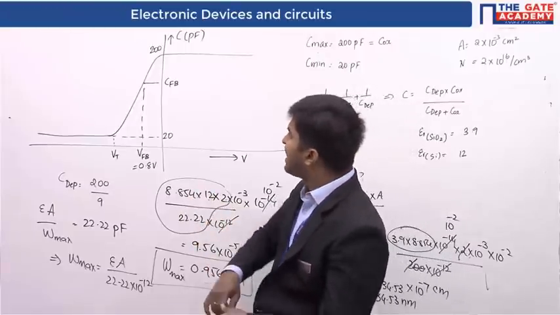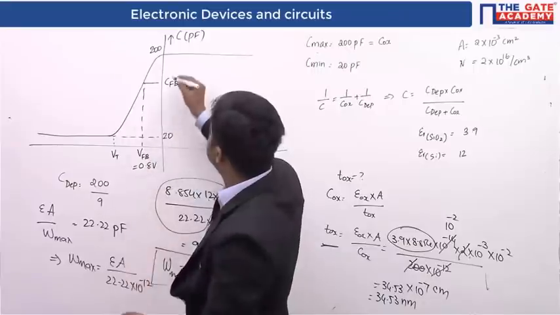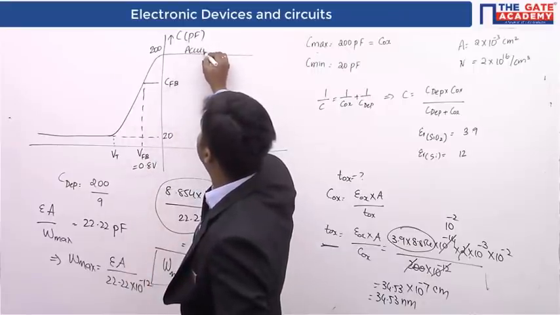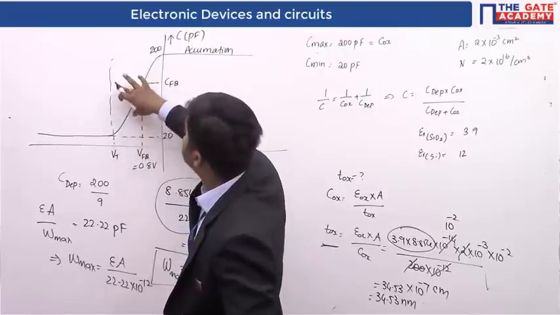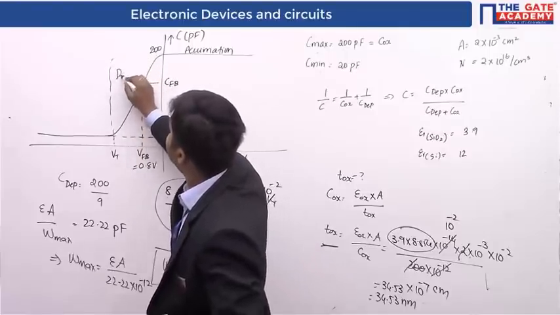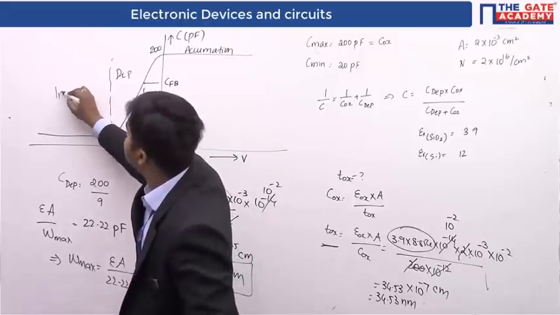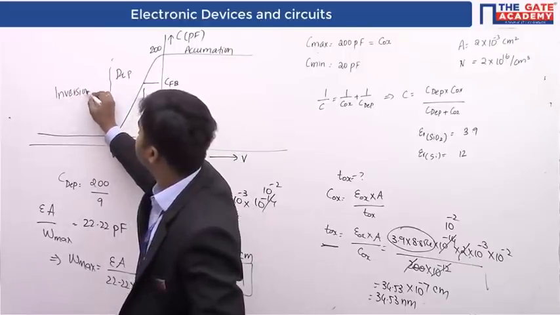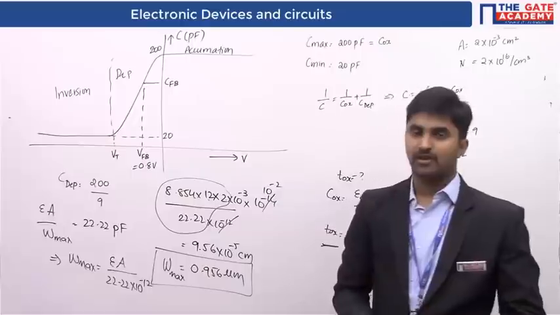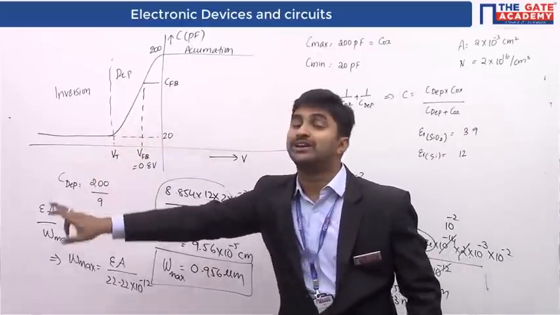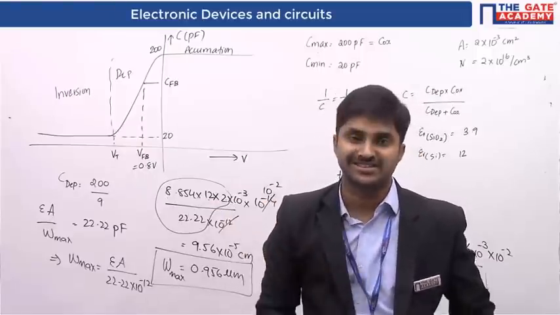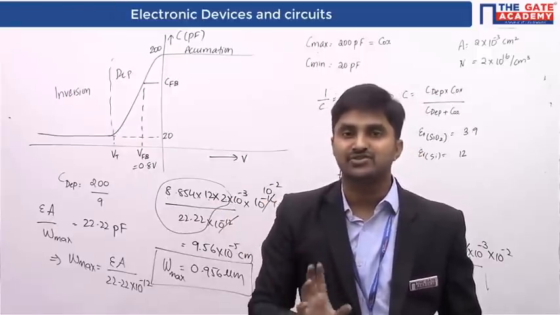So majorly we are having three regions here. This is what we call the accumulation region of capacitance, this region is what we call the depletion region, and this we call the inversion region. So whenever you are applying the negative voltage to cross the threshold voltage, it is nothing but a PMOS transistor. It's going to be a PMOS transistor.